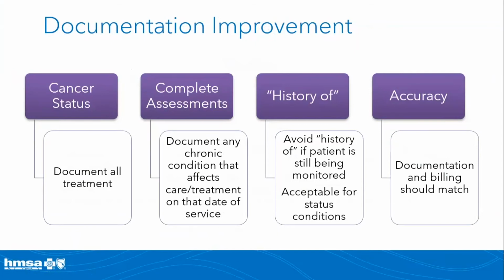History of is acceptable when you're documenting status conditions such as amputation status, transplant status, dialysis or chemotherapy status, or artificial opening status or maintenance. Documentation should include complete assessments of the patient noting any chronic condition that affects the care and or treatment of that patient on that date of service.